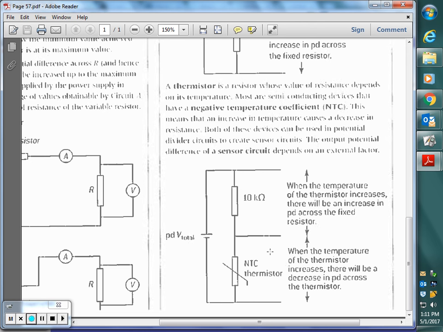Oh, wait, no, that makes sense. When the temperature of the thermistor increases, there will be a decrease in potential difference. That means less current, all right? Say again? Higher resistance. Higher resistance, yeah, right? So that one makes sense.